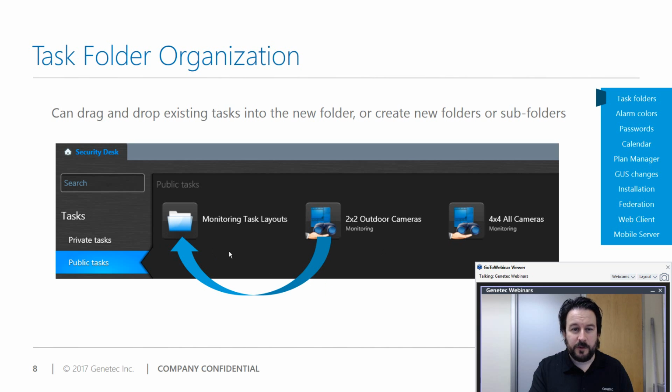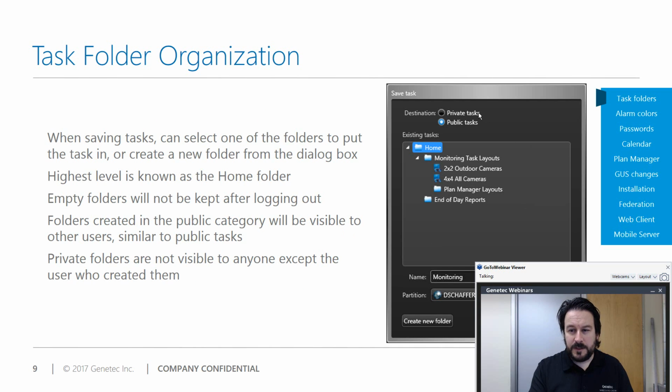Of course this is like any folder structure. You can create new folders, you can create subfolders within those folders. So if you really have a lot of different tasks that you're using, you can organize those pretty much any way that you want here. This is just showing you the look when you're saving a task. You can see the base that we have here is the home. From the home you can create ones within it. As you can see, within my monitoring task layouts, I've saved or created a new folder as well called Plan Manager Layouts, so I can really keep things detailed and organized as much as I need to.